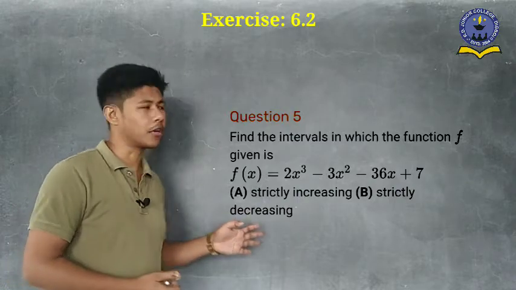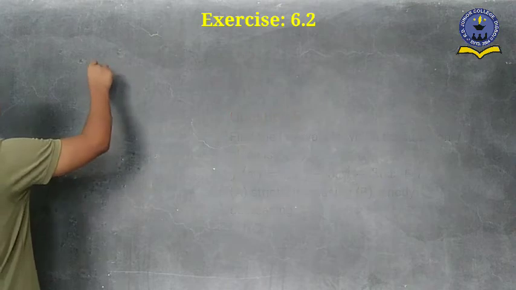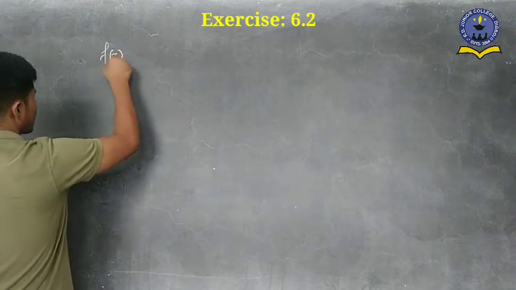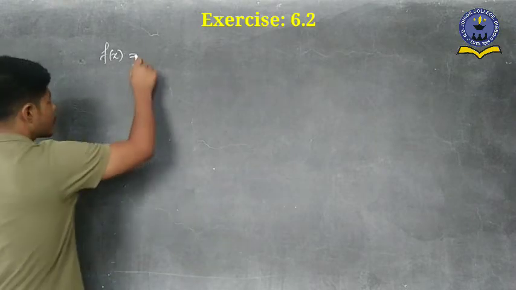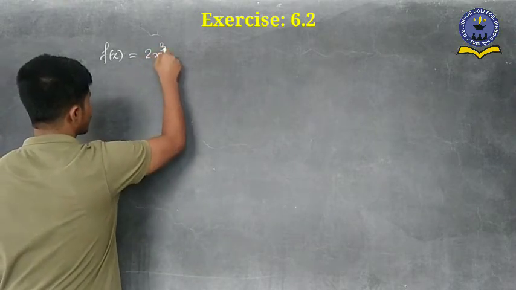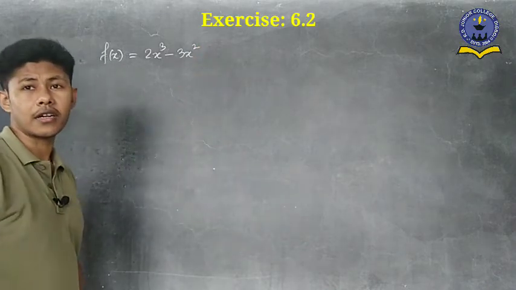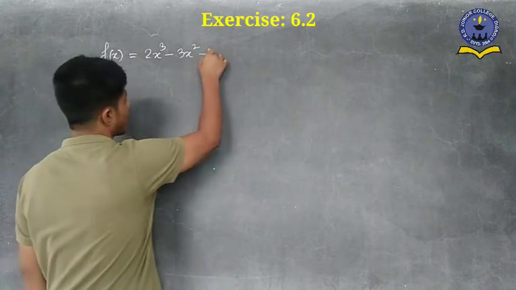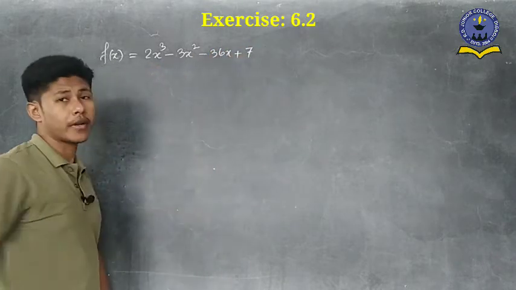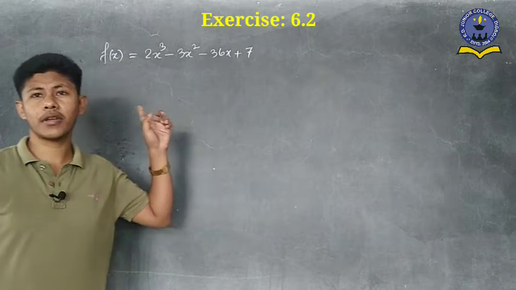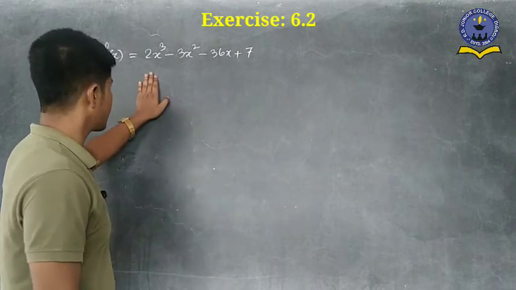So in this case, first of all, this is question number 5. First of all we have to write the given function: f(x) = 2x³ − 3x² − 36x + 7. Is it correct? 2x³ − 3x² − 36x + 7, isn't it? So this one is the function given here.